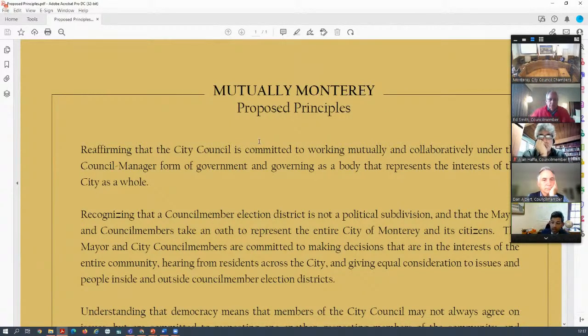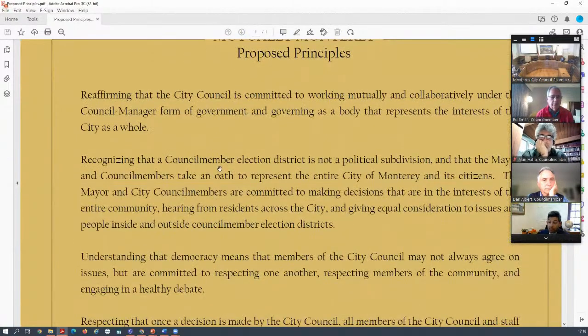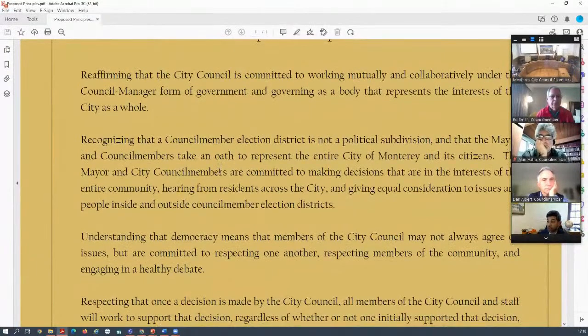The first one is to reaffirm that the council is committed to working mutually and collaboratively under the council-manager form of government and governing as a body that respects the interests of the city as a whole. The second is to recognize that a council member election district is not a political subdivision, and that the mayor and council members take an oath to represent the entire city of Monterey and its residents, and are committed to making decisions that are in the interests of the entire community, hearing residents from across the city, and giving equal consideration to issues and people inside and outside council member election districts.